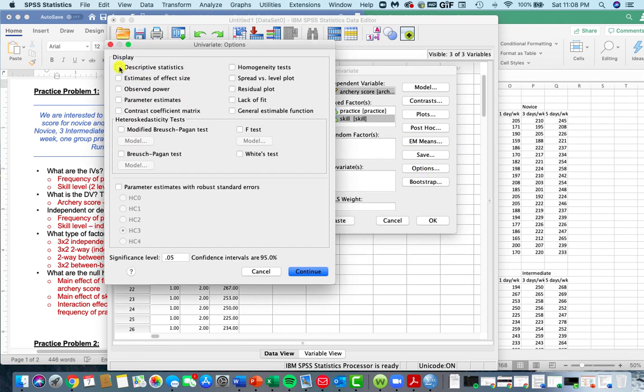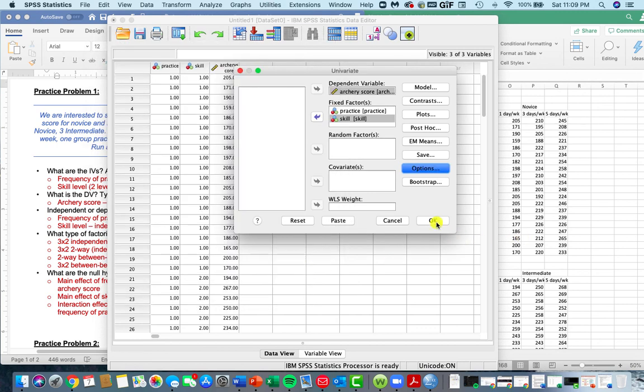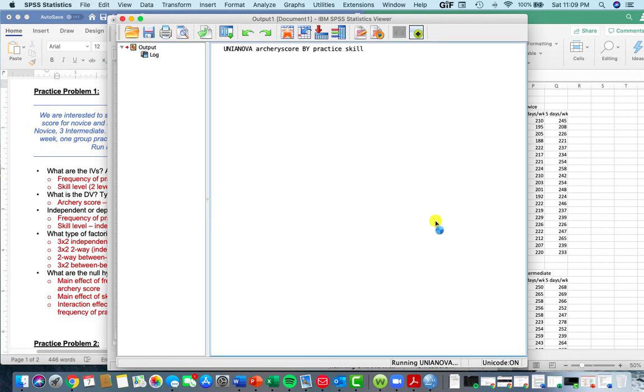In the options section, we have to make sure we have descriptive statistics, and we also need to make sure we choose our homogeneity test, because we have two between subject factors. We definitely need to make sure that Levene's test is included. Another thing I usually like to include is estimates of effect size, because if you want to see the actual magnitude of the difference, that will give you an idea of how large the mean differences actually are. But other than that, that's all we need to do.